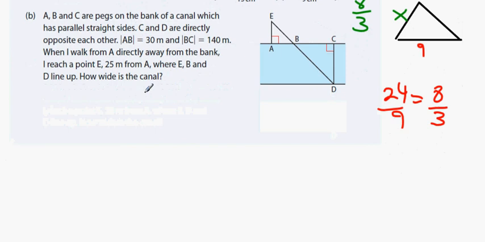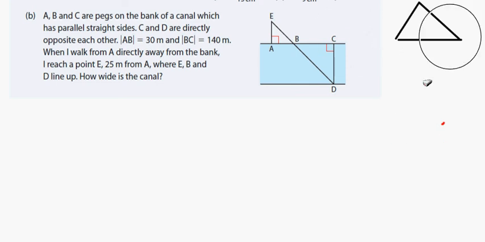A, B, C are pegs on the bank of a canal which has parallel straight sides. C and D are directly opposite each other. This means it's a 90-degree triangle. Okay. AB is 30. BC is 140. And when I walk from A directly away from the bank, I reach the point E 25 meters from A, so that's going to be 25. I'm just going to put it in different colouring.